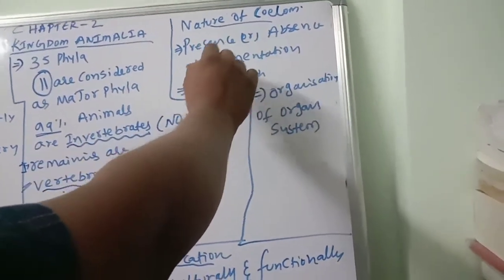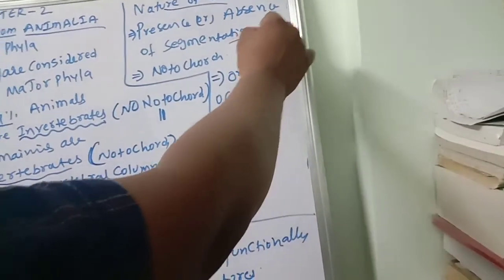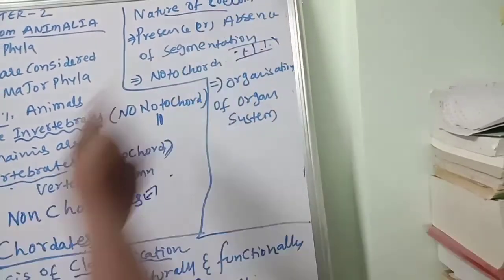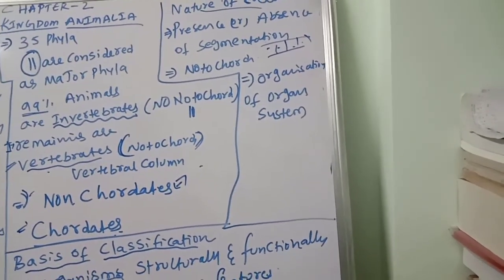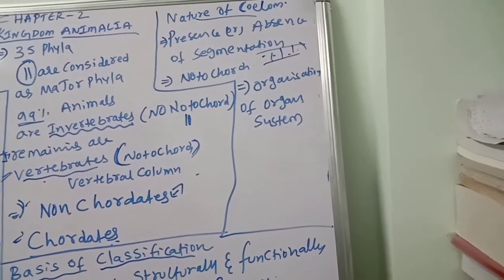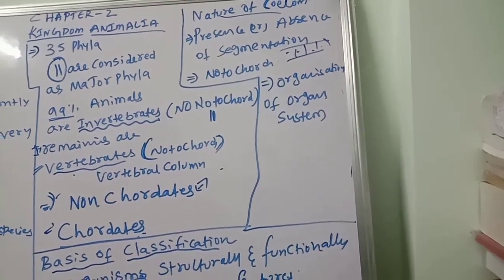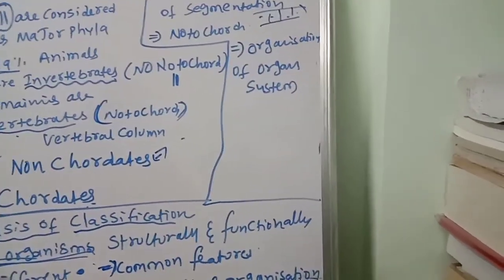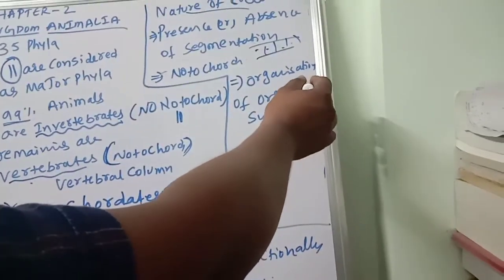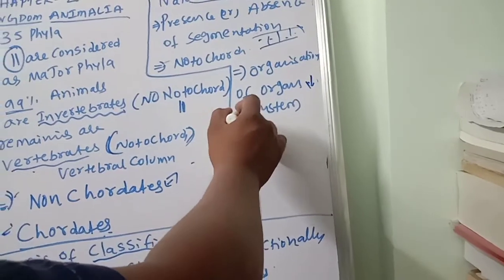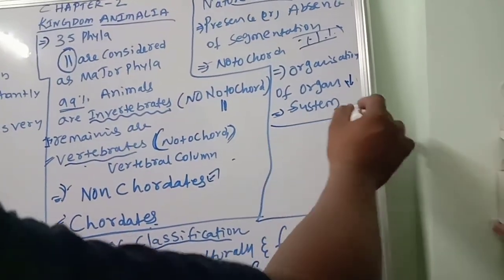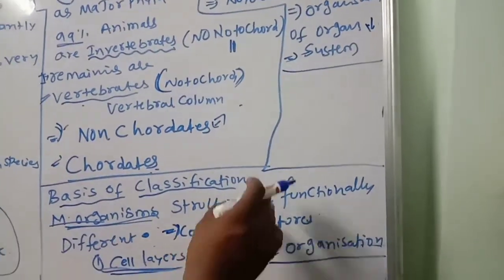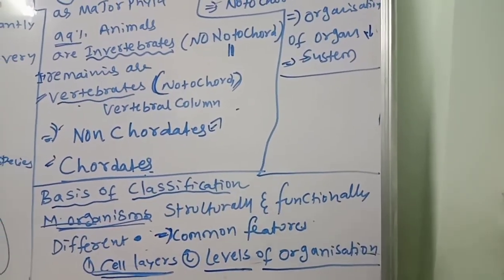Then presence or absence of segments. If the animals have segments, that is metamerism, and they are called metameric. Segmentation is also useful to differentiate animals. Then presence of notochord, like vertebrates and invertebrates. And organization of organ systems is also there, so what are the organs and what are their functions in animals. These are also bases of classification in the kingdom Animalia.